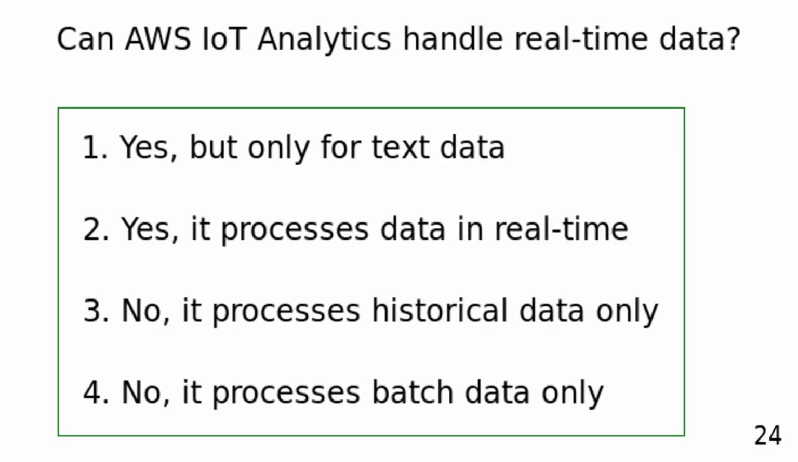Can AWS IoT Analytics handle real-time data? Yes, but only for text data. Yes, it processes data in real time. No, it processes historical data only. No, it processes batch data only.